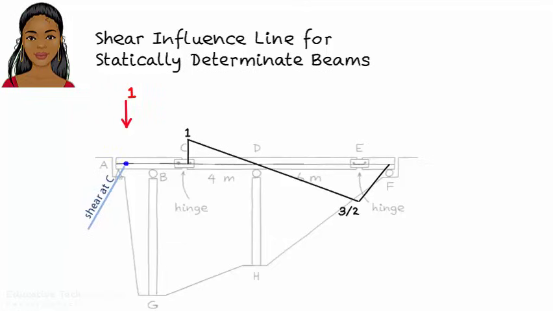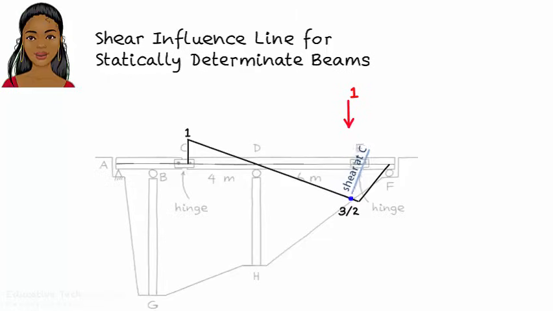For example, when the unit load is to the left of C, shear at C is 0. When the unit load moves past point C, when the load is just to the right of C, shear at C jumps from 0 to 1. Shear at C then decreases linearly as the load continues to move toward point D. When the load reaches D, shear at C becomes 0. Shear continues to decrease linearly as the load continues to move toward E.